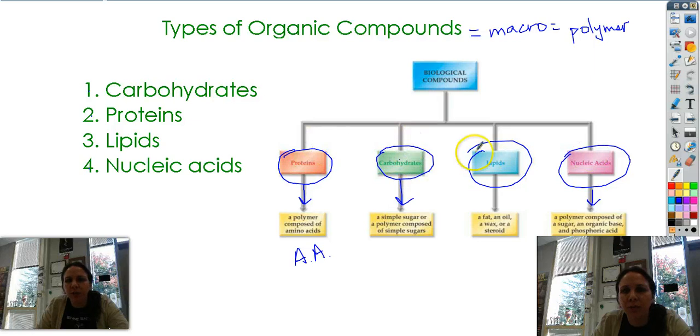So what we're going to do over the next week or so is we're going to go through each one individually, and then we're also going to show you how you can test food for the presence of each one, except for nucleic acids. If it's alive, it's got nucleic acid in it, so there's no point in testing that. So we're going to show you how to test your lunch for different food items present in there.